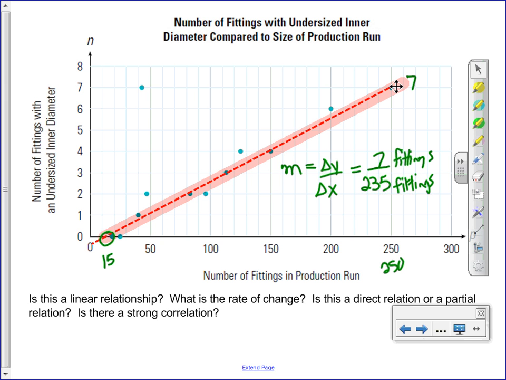Is there a strong correlation? I would say it's a fairly strong correlation. You can definitely see the pattern. It's not very strong, but it's fairly strong because all the points are close by except for one.